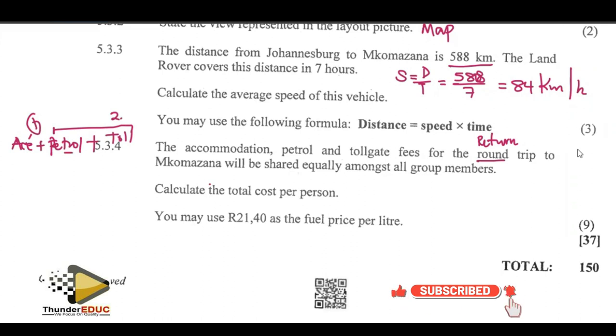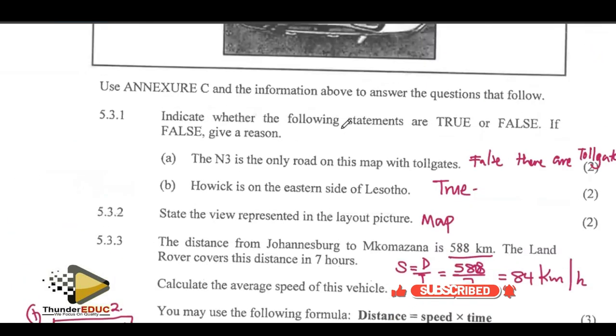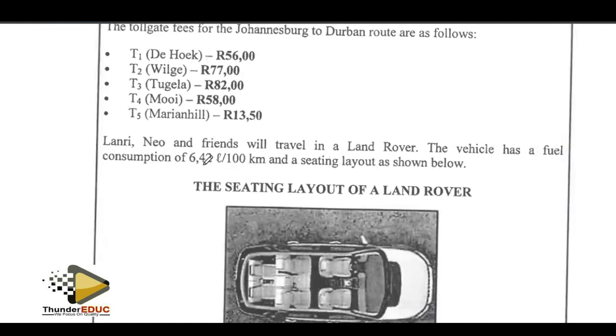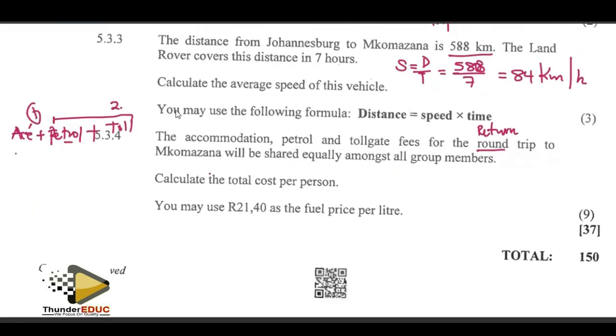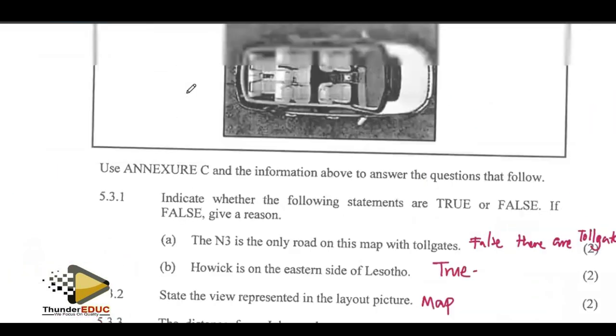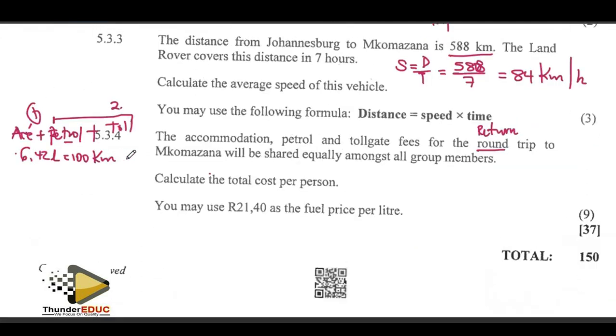Okay, but before we pay for petrol, we need to know how much distance was covered. We are going to use the fuel consumption rate, which is stated already here. The fuel consumption is 6.42 liters per 100 kilometers. The Land Rover has this fuel consumption in the layout. So we say 6.42 liters for each 100 kilometers. But we need to know how much distance was covered. So how much petrol shall we need?